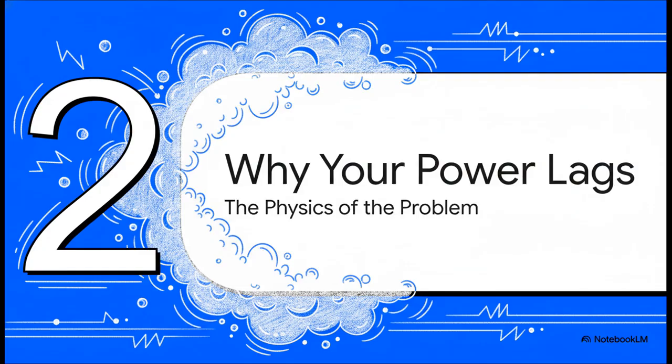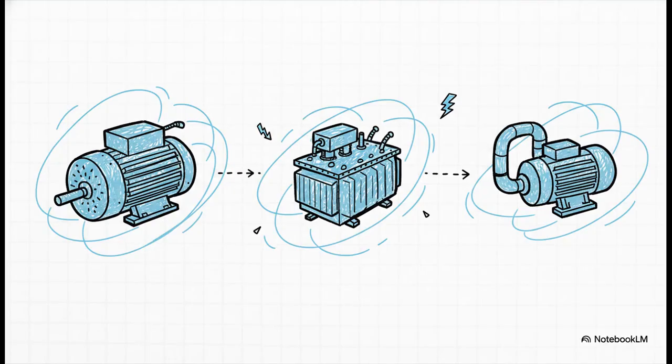All right, section 2, why your power lags, the physics of the problem. So now we know what the problem is, but the big question is, why does it happen? Where does all this foam, this reactive power, actually come from? Well, the answer is something called inductive loads. And these things are absolutely everywhere in any industrial or commercial building. We're talking motors, transformers, industrial pumps, even the ballasts in older fluorescent lights. All of these devices need reactive power just to build and maintain the magnetic fields that make them work.